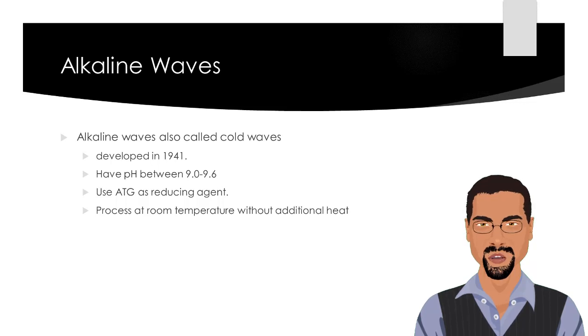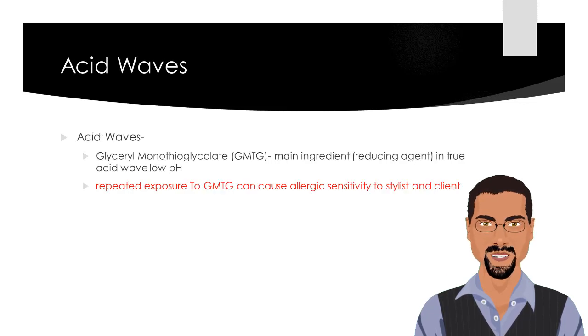They have a pH between 9.0 and 9.6. Ammonium thioglycolate is the reducing agent, and it processes at room temperature, without the addition of heat. Curls formed with alkaline waves can be soft or firm, depending on the strength of the solution and the processing time. Acid waves, also known as low pH waves, have a pH between 6.5 and 7.0.